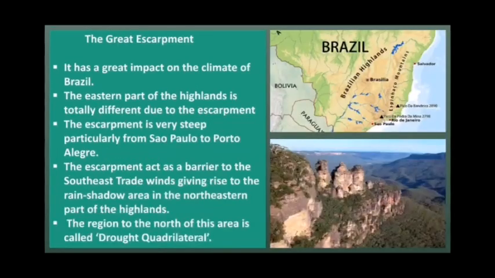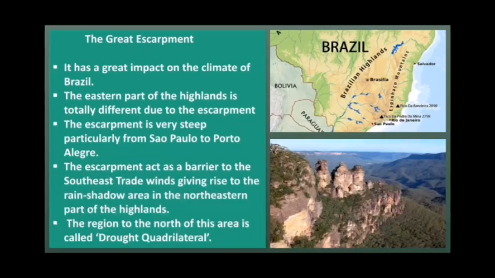So children, now we will start with the escarpment. Though it occupies a very small area in the country, the nature of its slope and its effect on the climate is very vast. It has a very drastic effect on the climatic conditions of Brazil. It is a separate physiographic region in itself.